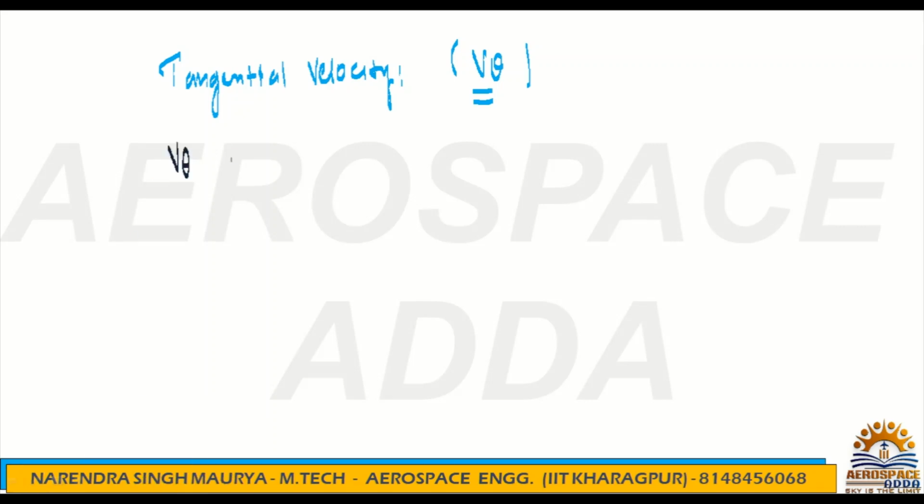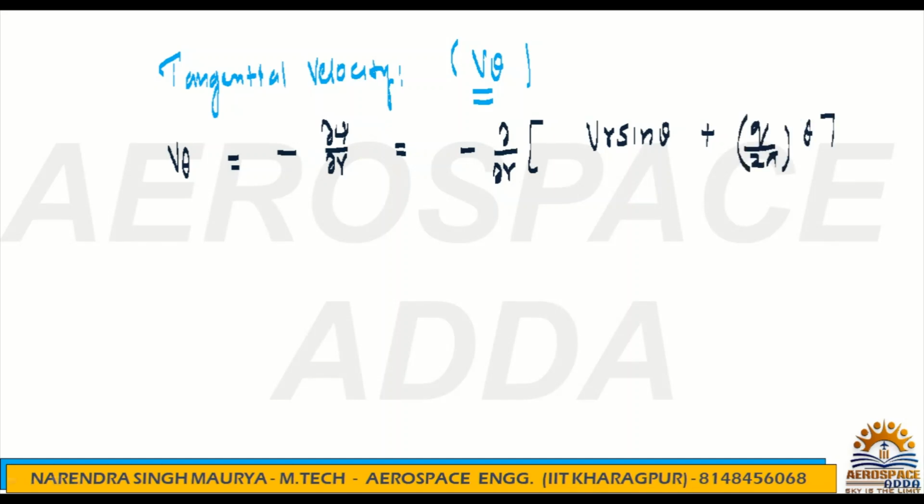What is the V theta? You have to use the formula. Any formula you can use, stream function or potential function. It's your choice. V theta is minus 1 by r times dou psi by dou theta... What was the psi? If you remember, psi is V r sin theta plus q upon 2 pi into theta. This is the value of psi. Now you differentiate with the minus sign kept outside, so it becomes minus V sin theta plus this will be 0. Simple. The second component does not have any r function, so it becomes 0.